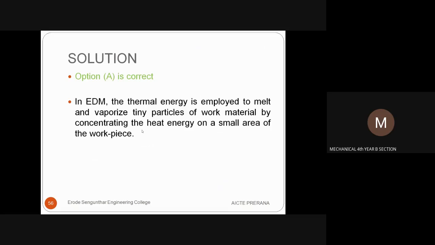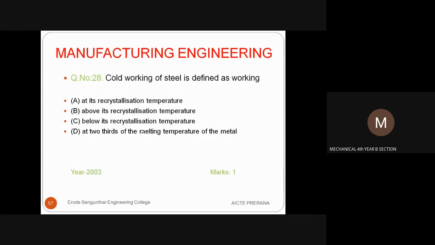Okay, so next, question number 28. Cold working of steel is defined as working at what temperature? That is the question. Option A is at its recrystallization temperature. Option B, above its recrystallization temperature. Option C, below its recrystallization temperature. And option D, at 2/3 of the melting temperature of the metal. This question was asked in the year 2003 and carries 1 mark.